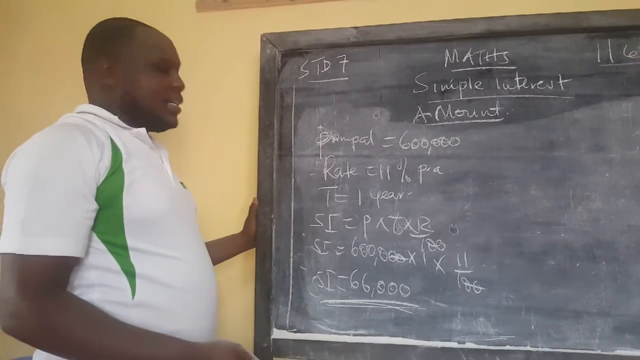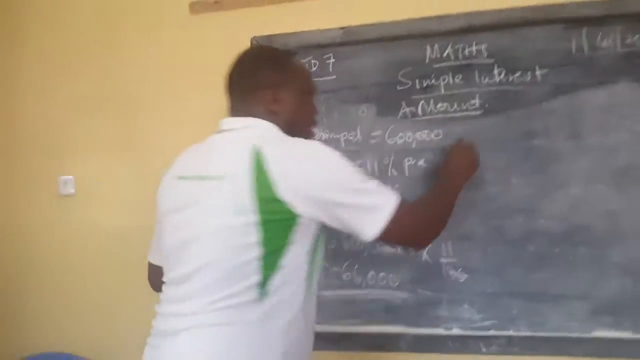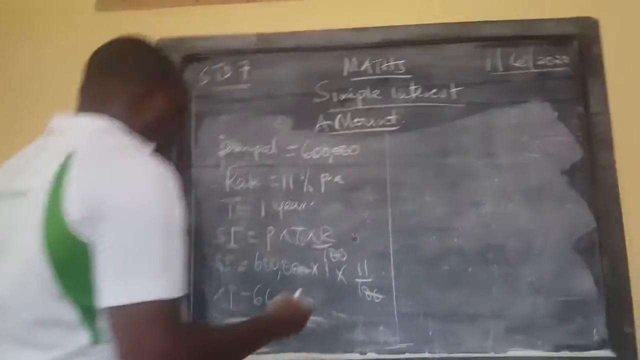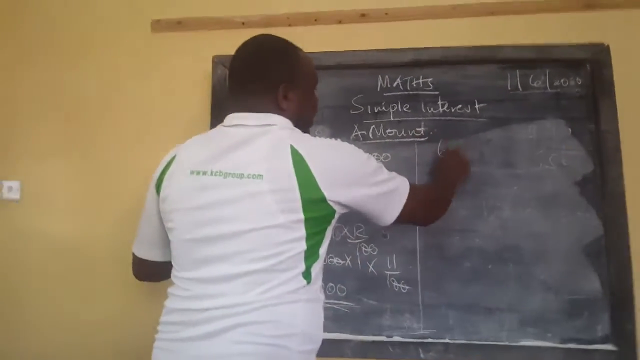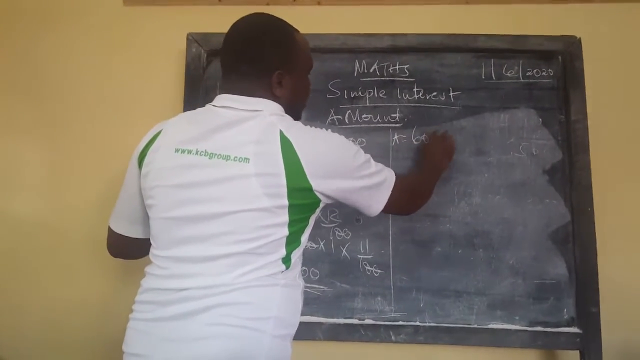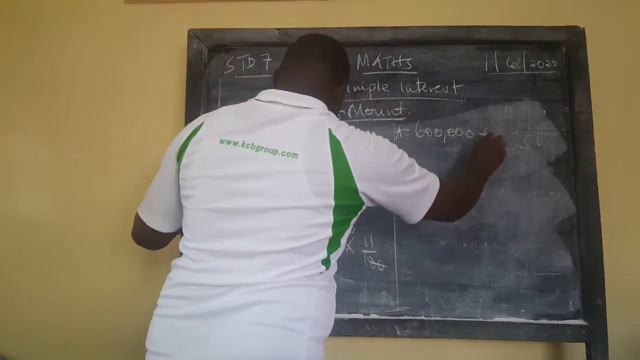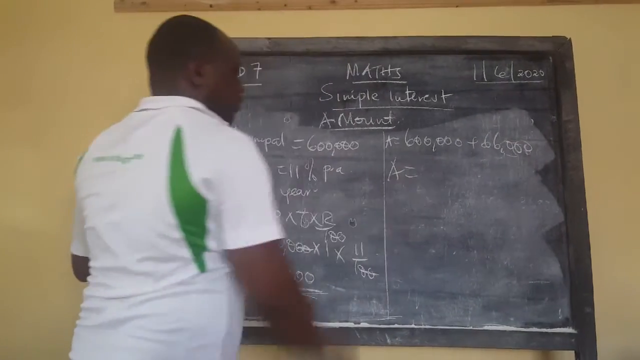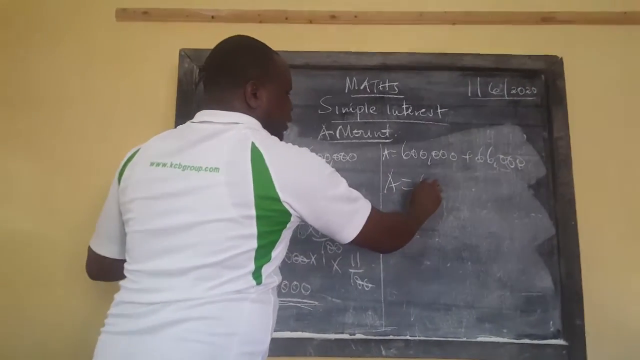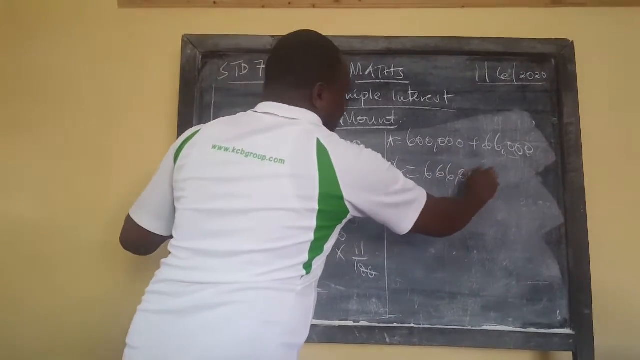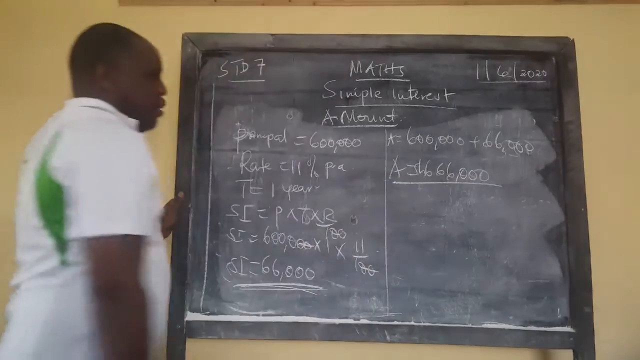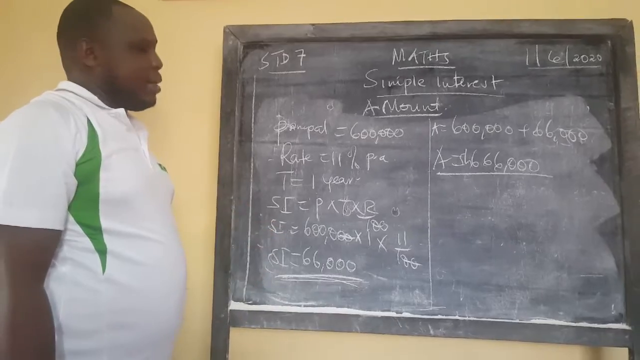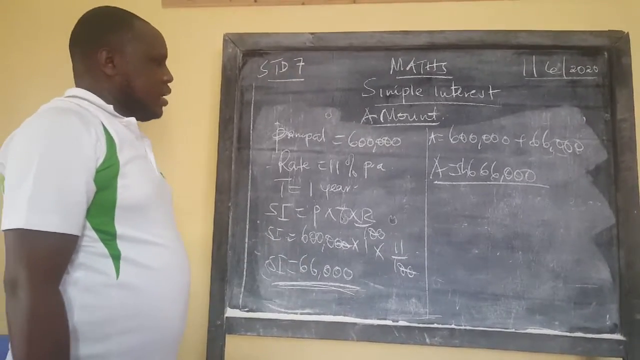If, for example, you had been asked how much was withdrawn if they withdrew all the money from the bank, you would take 600,000. The amount will be equal to 600,000 plus the 66,000, and that will give you an amount of 666,000 shillings. That will be the amount withdrawn if they had withdrawn all the money that was in the bank account. So that's how we do it, learner.